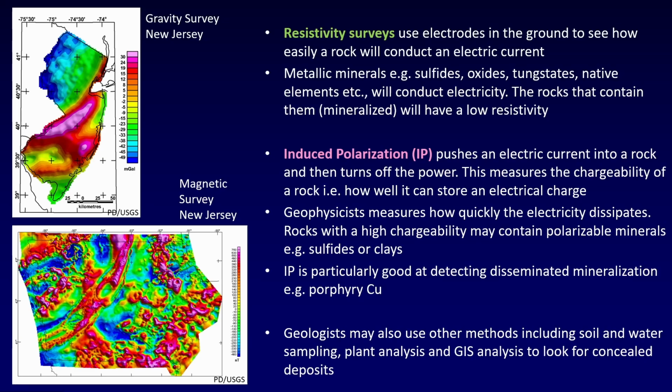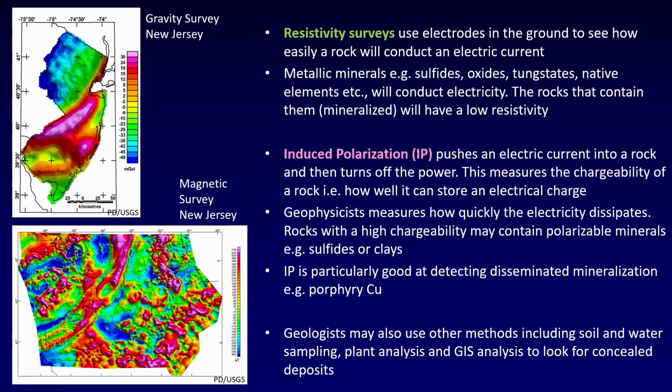The final method that you can use is called induced polarization. And what this does is, just like resistivity, it pushes an electric current into a layer of rock, but then you turn off the power. And then what you're measuring is the chargeability of the rock. And this is essentially how well the rock actually stores the electric charge. So what geophysicists will do is measure how quickly the electricity dissipates, how quickly it disappears.